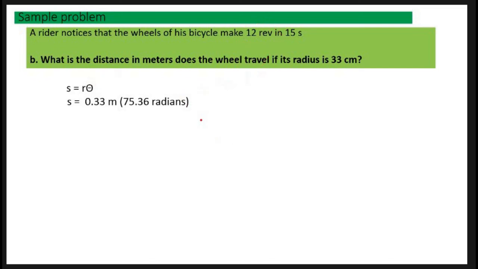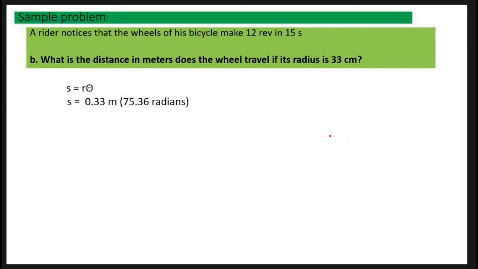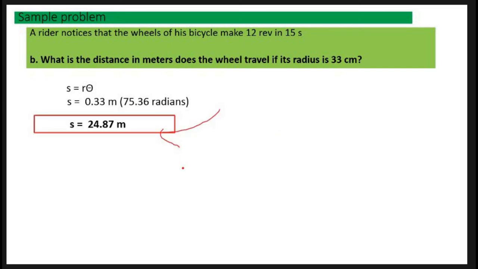And then you just simply multiply 0.33 multiplied by 75.36, and the answer would be 24.8688, and that would be rounded off to the second decimal place. So the answer is 24.87. And this is the correct answer.